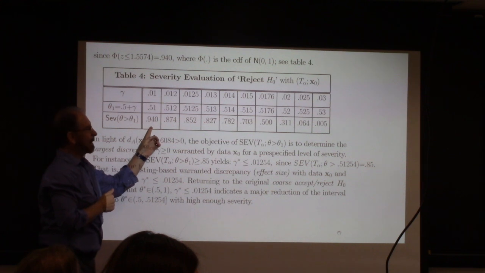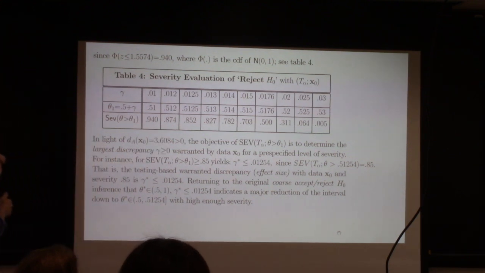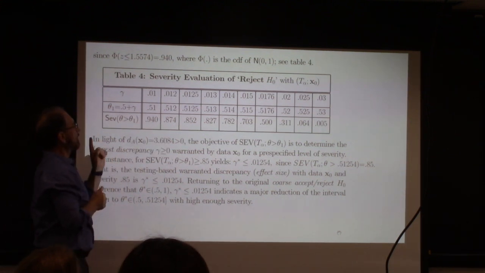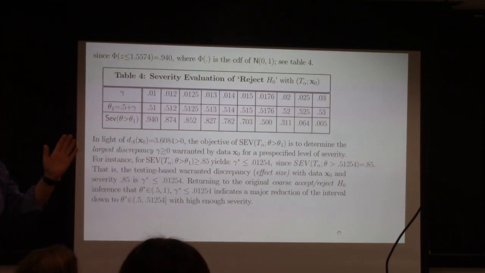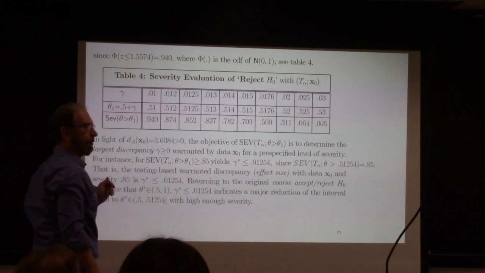So with gamma going to 0.01, your severity is 0.94, yes. And what is your p-value in that case? There's only one p-value. What is it? Well, in this particular case, it's 0.005. Yeah, so that's a problem, don't you think?